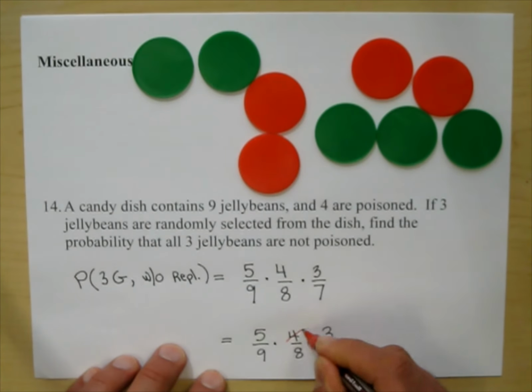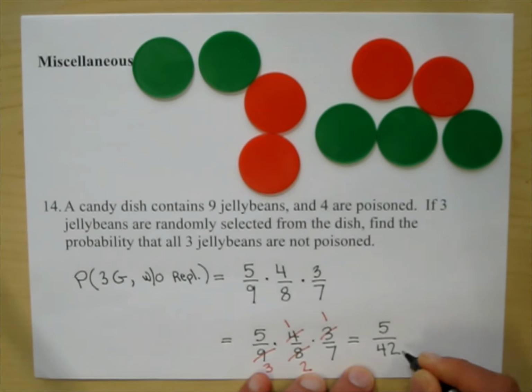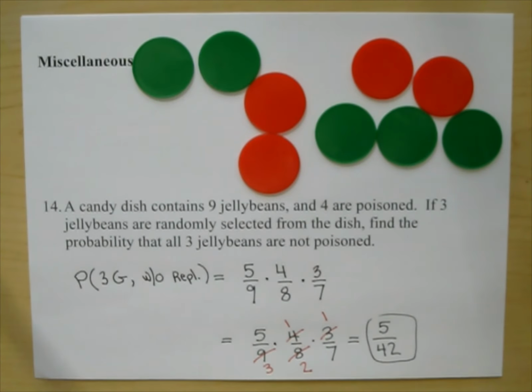And so the 4 and the 8 cancel, that becomes 1/2. The 3 and the 9 cancel, that becomes 1/3. And nothing cancels with the 5. So it looks like I have 5 times 1 times 1 on the top, which is 5. And on the bottom I have 3 times 2 times 7, so that's 6 times 7, that's 42. So your probability of getting 3 jelly beans that are not poisoned happens to be 5 over 42.